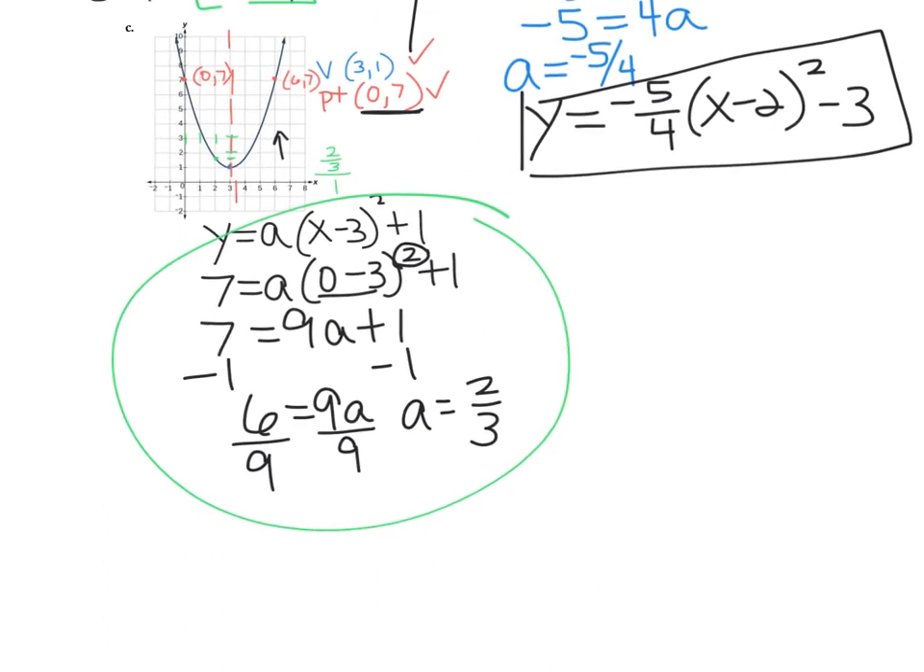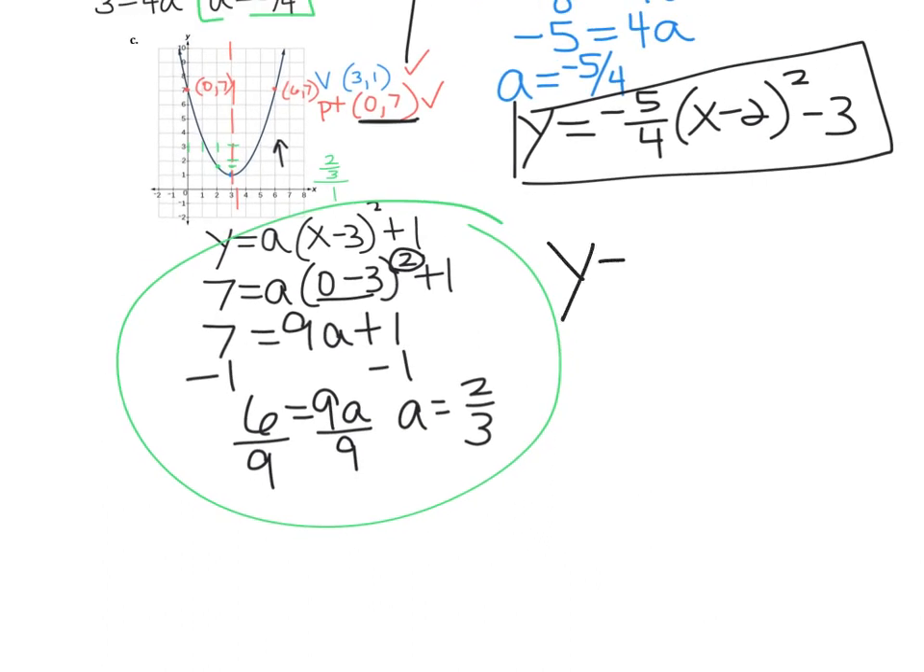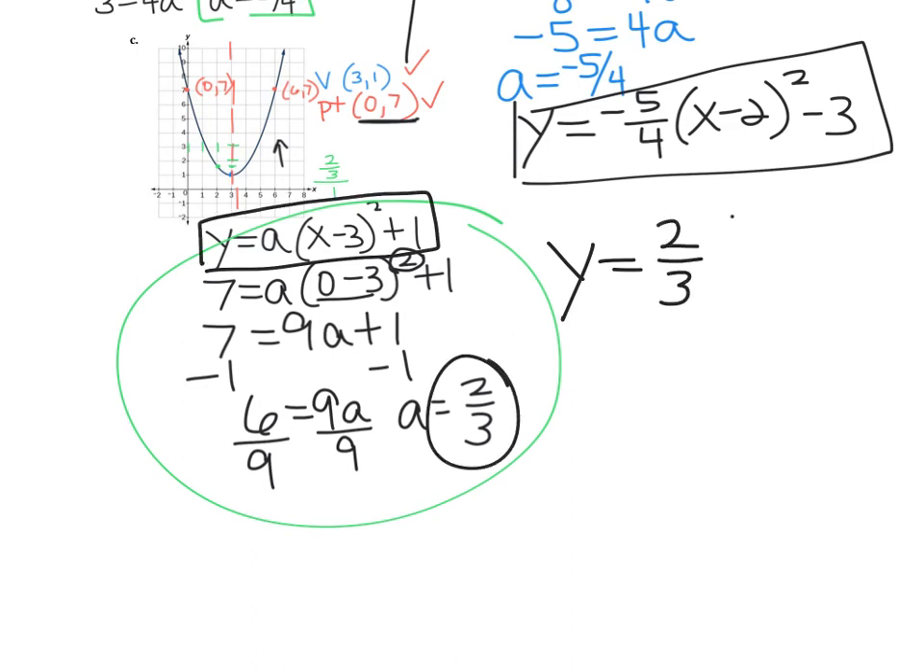Okay, but let's go ahead and finish this problem. So I have y equals, and I'm looking at this right here, a is 2/3. I'm going to plug 2/3 in, and then keep my vertex form, and that would be the answer.